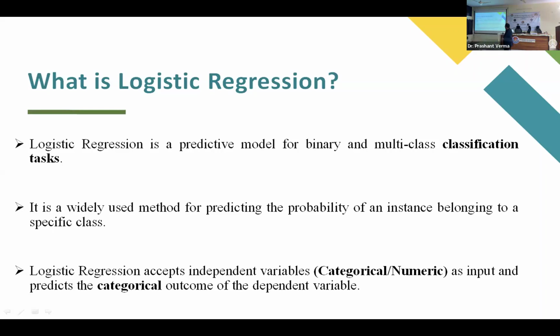Now in logistic regression, the independent variable can be categorical or numeric. So the independent variable can be on an interval scale or ratio scale, and also categorical. It can be nominal and ordinal as well. Do you remember linear regression? What was the condition there in linear regression?